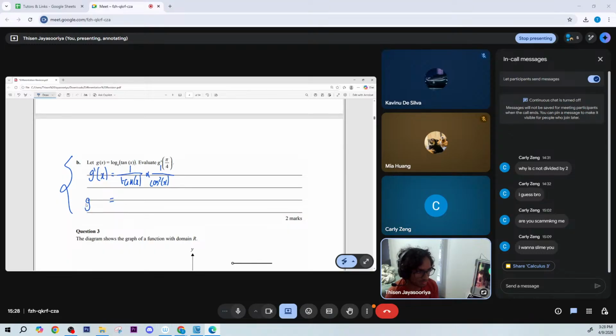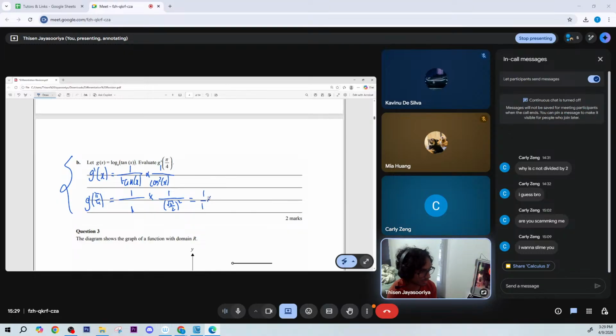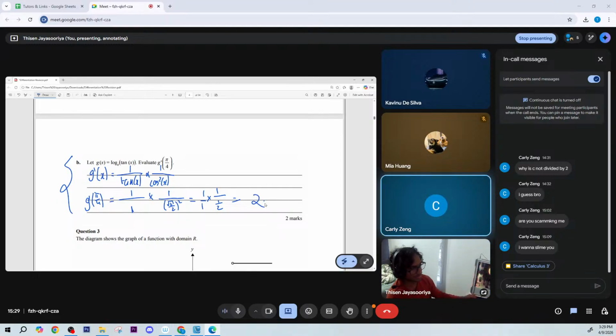So then, you said you were substituting in pi on 4. What is 1 over tan of pi on 4? 1. Times that by, what's 1 times 1 over cos squared of pi on 4? It would be root 2 on 2 squared, which is 2 over 4, so half. So you get 1 times 1 over half, which is equal to 2.